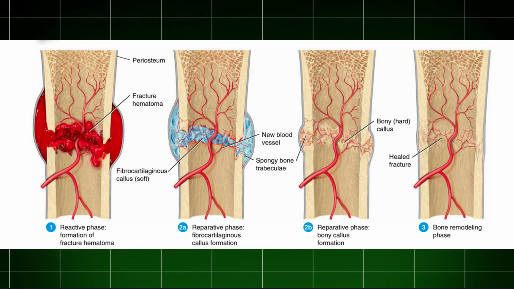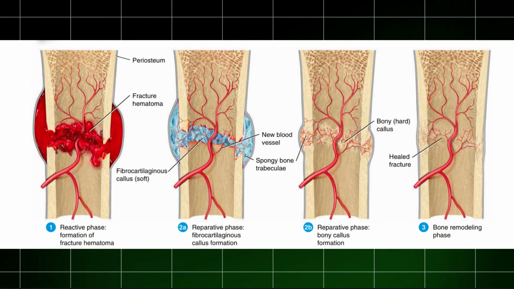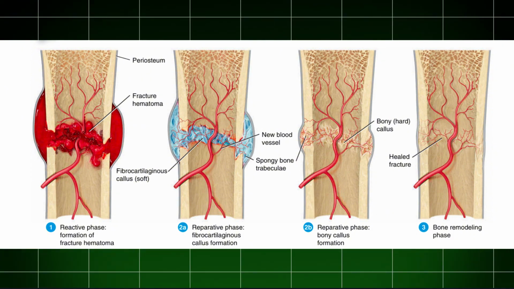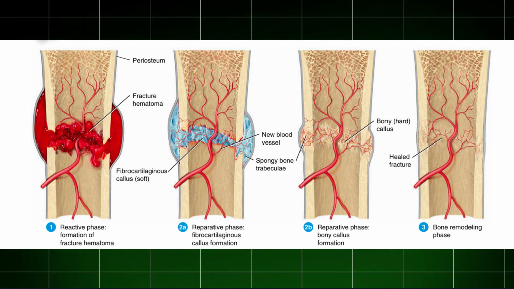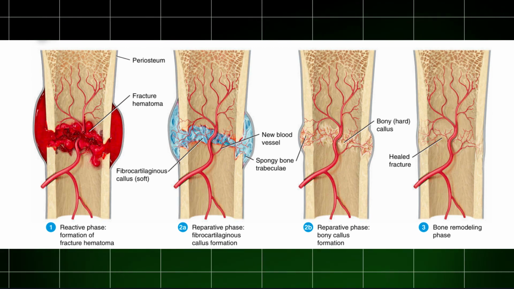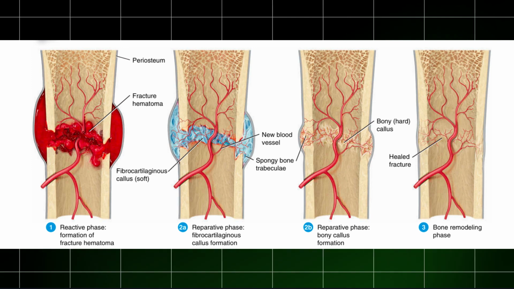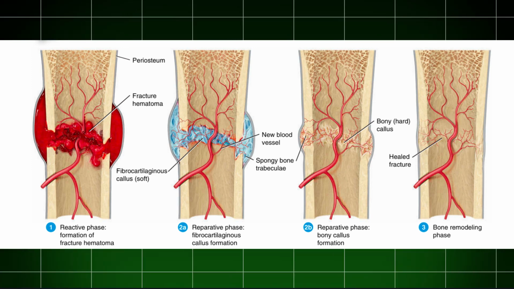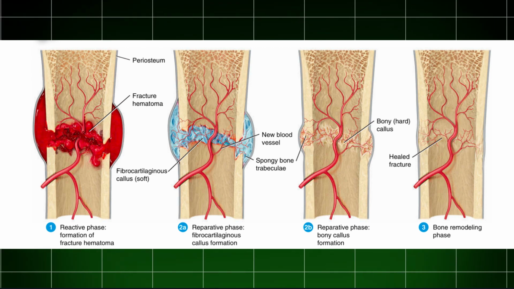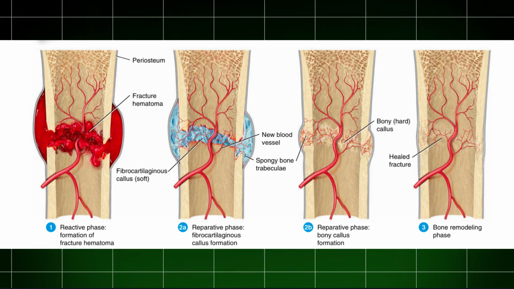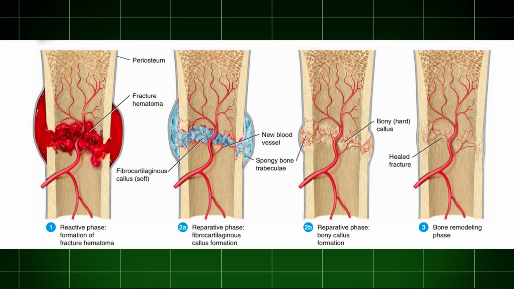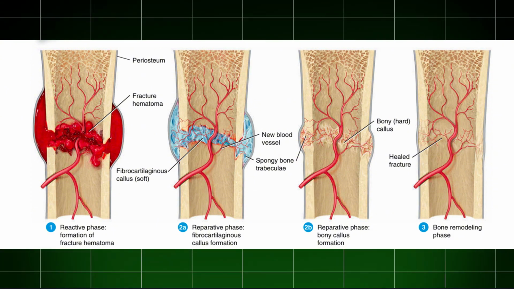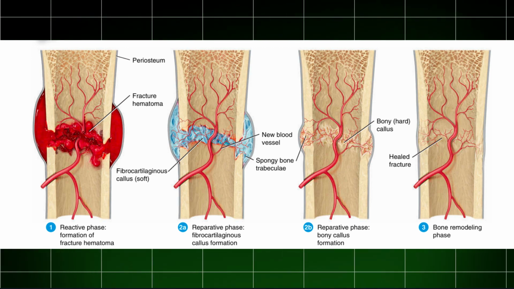Reparative phase. This phase has two parts: fibrocartilaginous callus formation and bony callus formation. In fibrocartilaginous callus formation, new blood vessels grow into the fracture site, and cells called fibroblasts produce collagen fibers. Chondroblasts start making cartilage, forming a soft callus that bridges the broken ends of the bone. This process takes about 3 weeks.